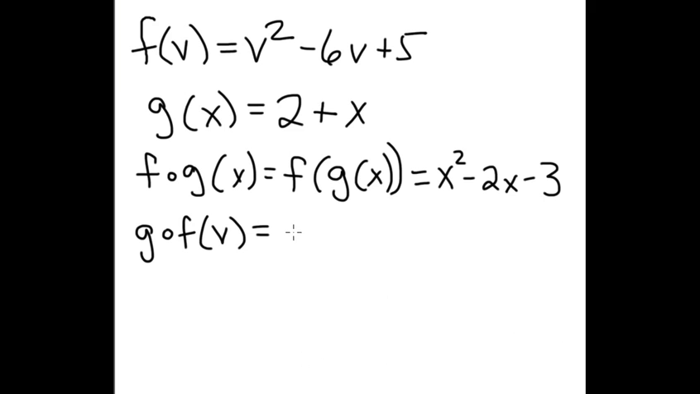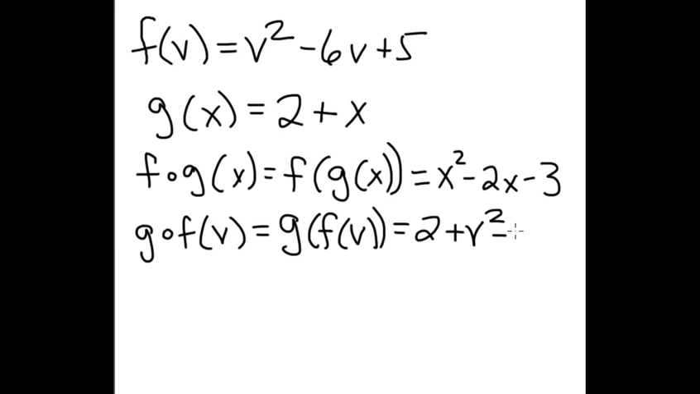So now if we think about plugging in the function f of v into x for g of x, which was 2 plus x, we're going to get g of f of v is equal to 2 plus v squared minus 6v plus 5, or simply v squared minus 6v plus 7. So you can see the two functions are completely unrelated with one another.